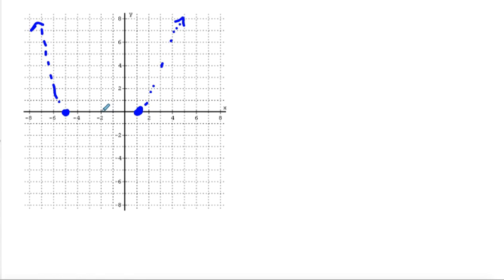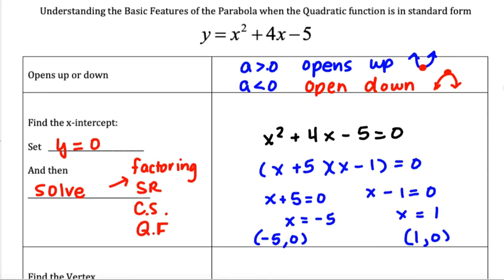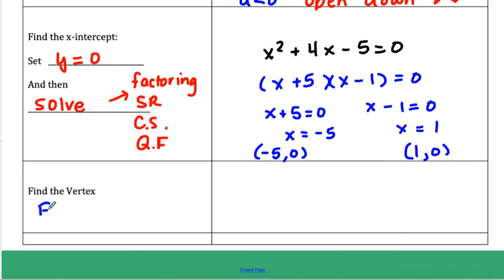Let's remember that the middle of two points is called the midpoint, and to find the midpoint, we just take the average of those points. If we take -5 and add it to 1, and divide that by 2, that gives us the average, which is -4 over 2, which is -2. So that's going to give me the x-coordinate of the vertex. I know it's going to be at -2, so you could find the average of the x's and then plug in x to find y.